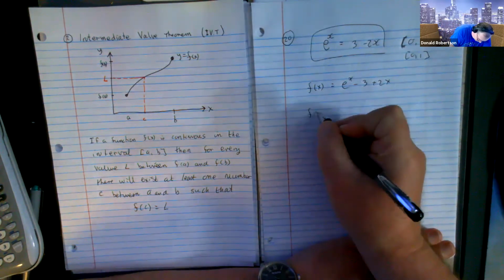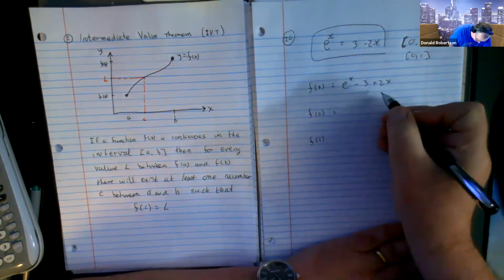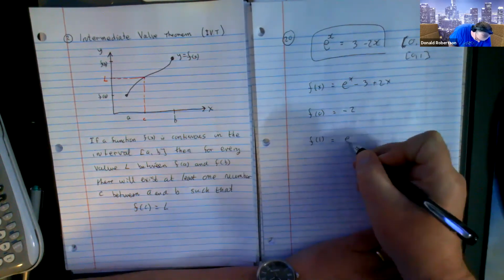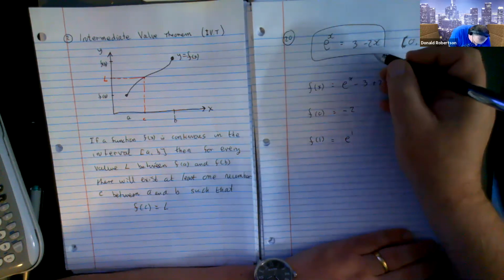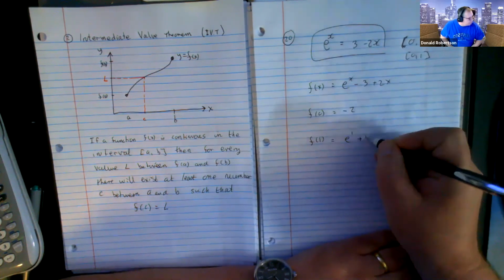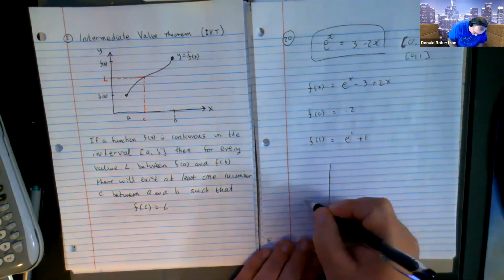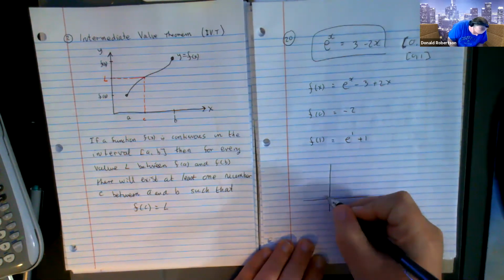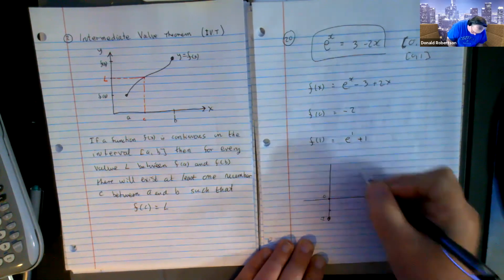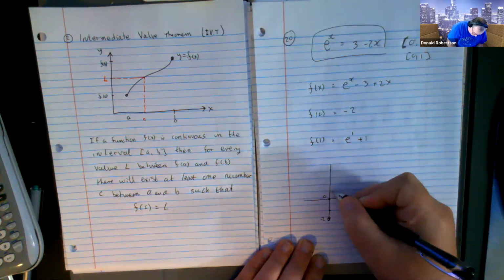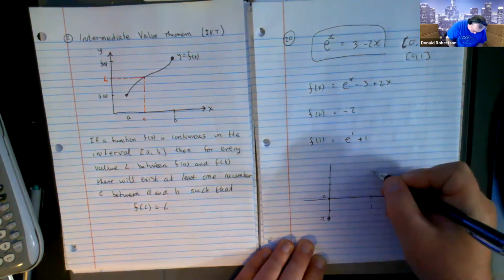I would find f of 0 and I'd find f of 1. And f of 0 comes out fine, it ends up being -2. And f of 1 ends up being e to the 1. Oh, add 1. I made a mistake there. And then I would draw a little picture. At 0, isn't the function -2? And at 1, isn't this function, well, e to the 1 is roughly 2 and a bit and 1, so it's very roughly about here.